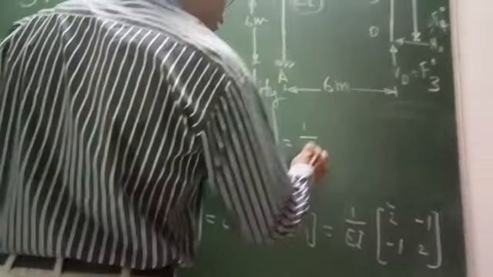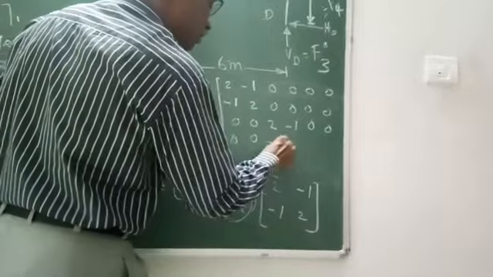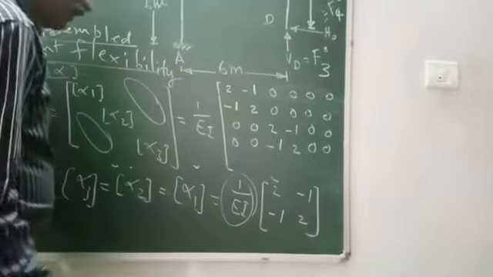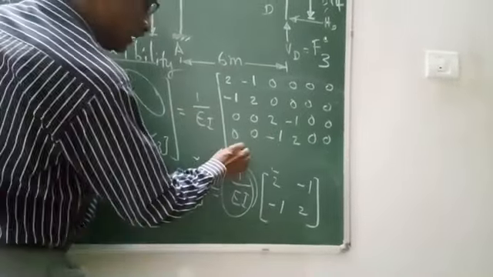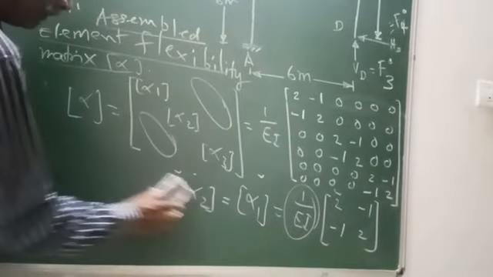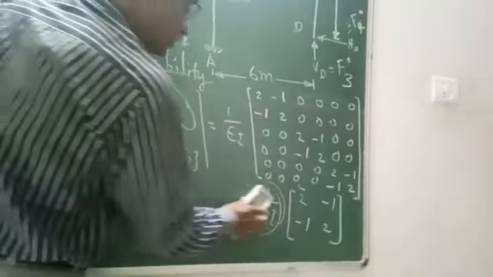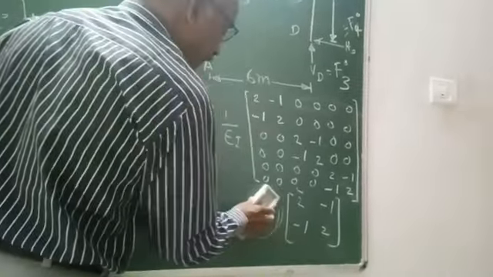Element number 2, 0 0 0 0, 2 minus 1 0 0 minus 1 2 0 0. For element number 3, 0 0 0 0 0 0 0 0, 2 minus 1 minus 1 2. This is the assembled element flexibility, because for alpha 1, alpha 2, alpha 3 all are same. Therefore, by taking 1 by A outside, that happens to be the assembled element flexibility matrix.